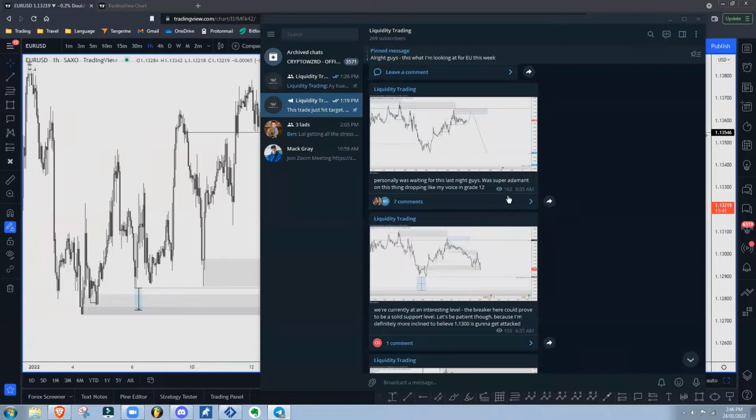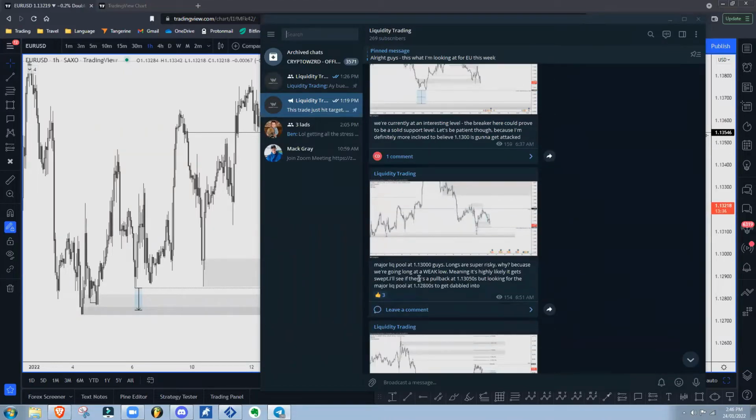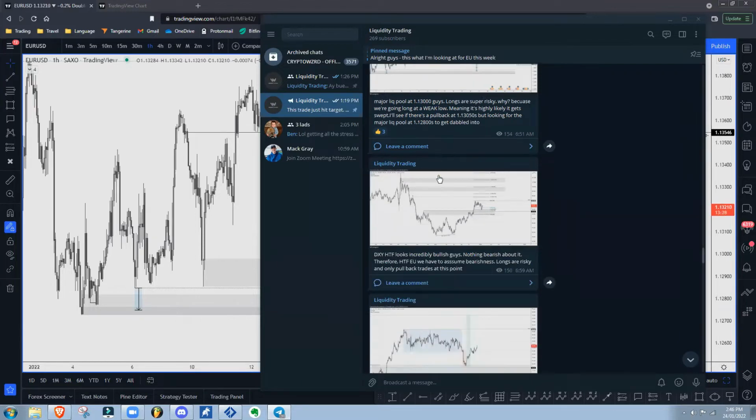So this was a big target. And eventually, again, saying that there was the major liquidity pool there. Longs are super risky here. You wait till that gets tagged out, because that's going to be the major weekly liquidity pool.